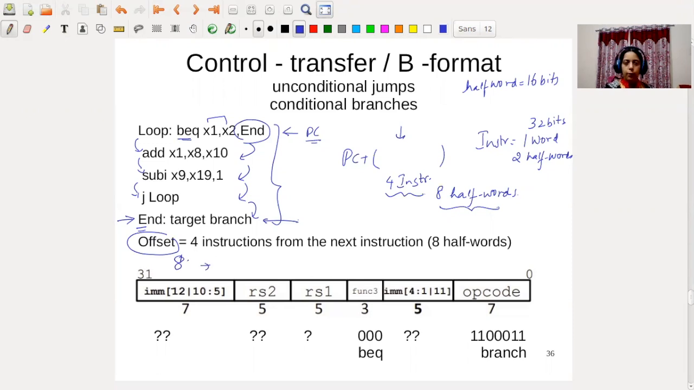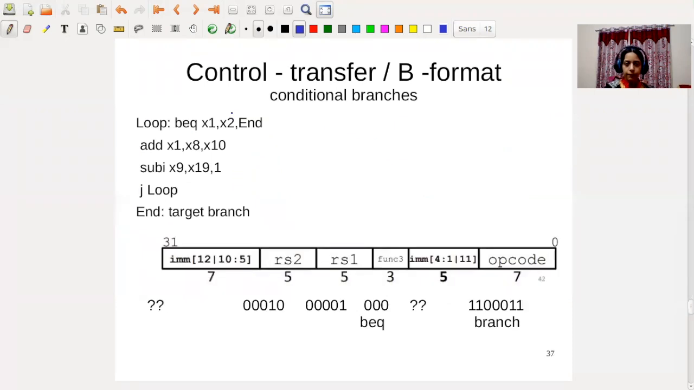So now the way we will write the 32-bit instruction format is, we know the function and we know the opcode field. This is specified by the ISA. The next easy thing to fill up is RS2 and RS1. So you have X1 and X2, so we can fill that up. So RS1 and RS2 is 2 and 1 respectively.